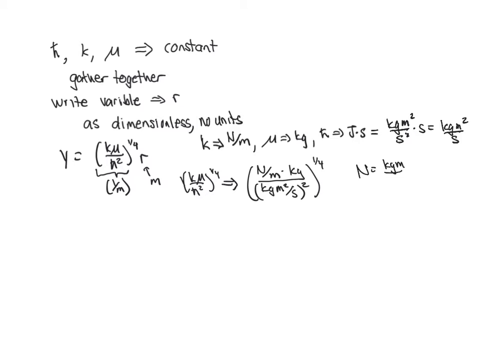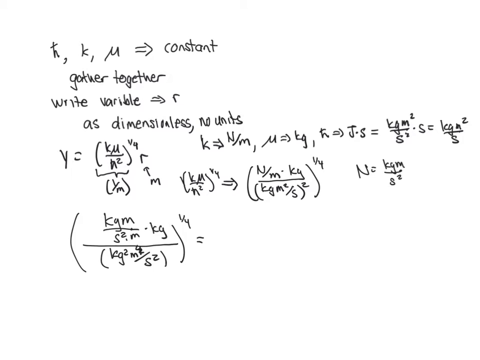And so I can write that this gives me kilograms meters per second squared divided by meters times kilograms divided by kilograms squared meters to the fourth per second squared. And then that whole thing is to the 1/4 power. So combining like units, I have kilograms squared divided by seconds squared. Seconds squared is in the denominator.